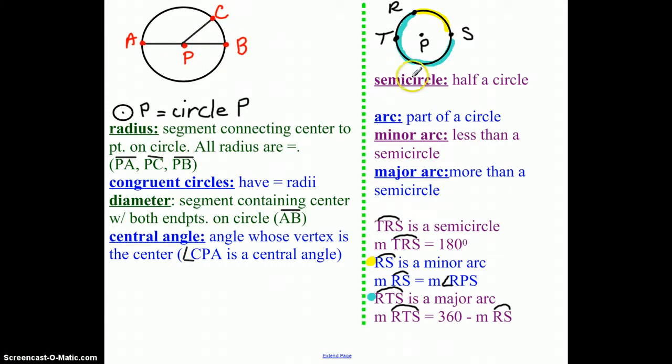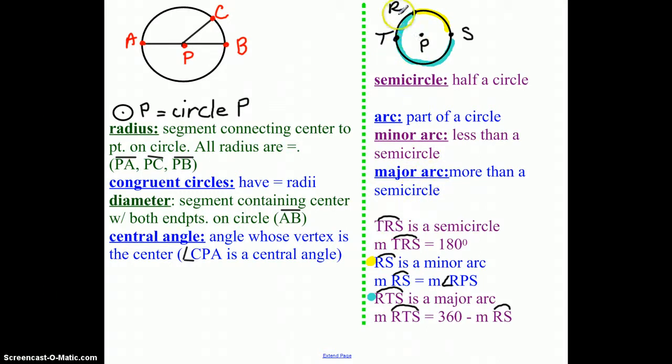Now also, a semicircle is half a circle. So in this one, a semicircle would be if I drew a line here from S through T and we looked at one half of the circle, either above or below. That would be a semicircle. An arc is part of a circle. So that goes from like T to R. So just this part. Now, a minor arc is one that's less than halfway or less than a semicircle. A major arc is one that is bigger than 180 degrees.